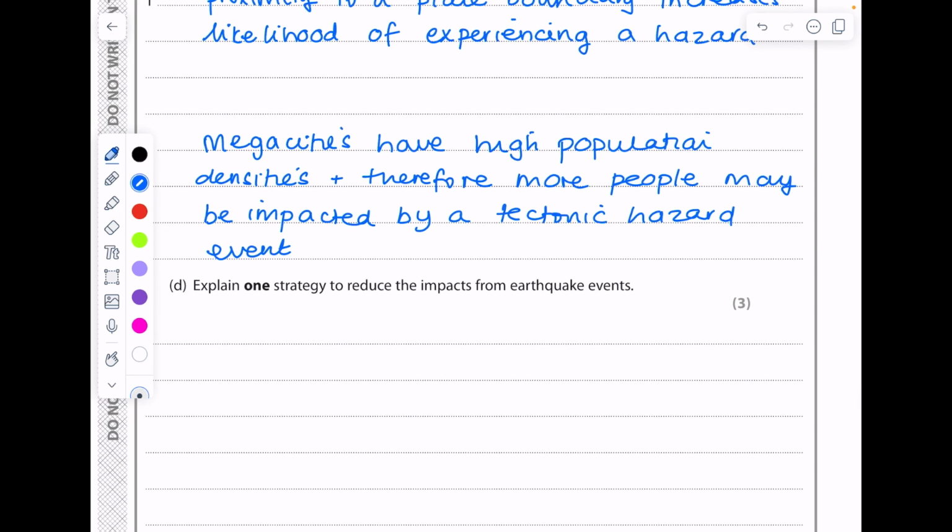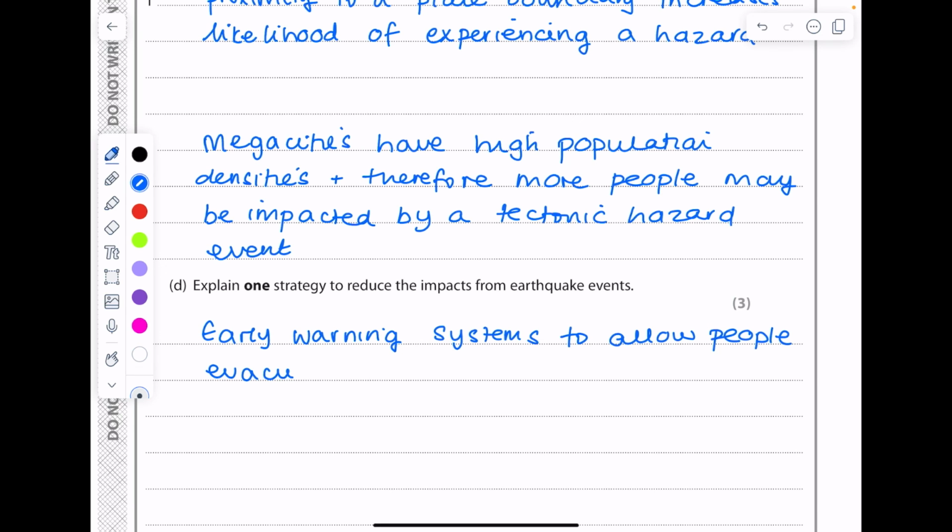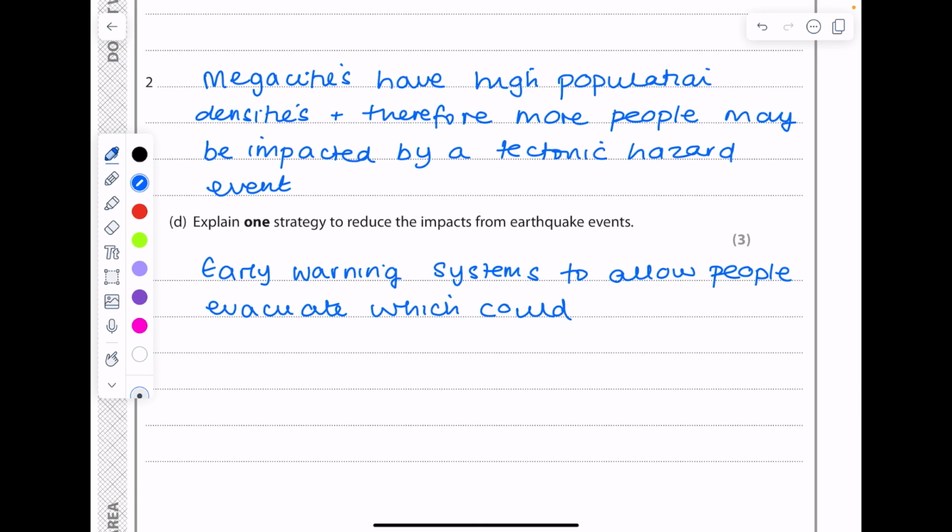Explain one strategy to reduce the impacts from earthquake events. Clearly, early warning systems. If people know that an earthquake is due to occur, it allows these people to evacuate, which could therefore reduce deaths. So there's the three points we need to make for the three marks. You could have also mentioned building earthquake-resistant buildings, such as a concrete exoskeleton, which reduces damage caused by the ground shaking during an earthquake, which would result in fewer injuries.